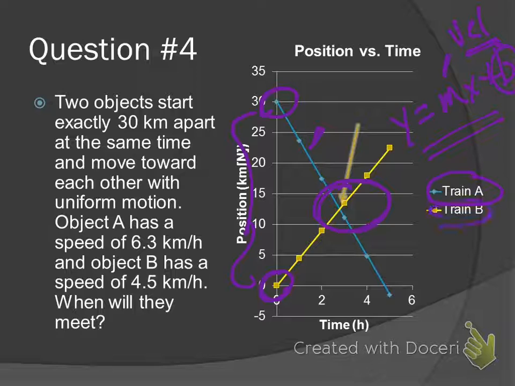Train B, which is really object B, has a speed of 4.5 kilometers per hour, and that's what's being represented by the slope of the yellow line. Now, because they're moving in opposite directions, we need to indicate that in our velocity. So train A is going to be negative velocity, and train B is going to be a positive velocity.